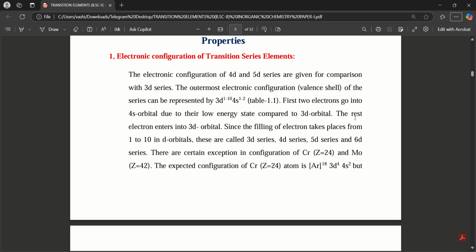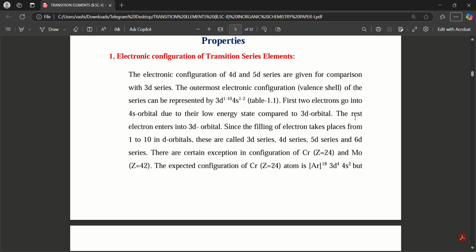Properties: electronic configuration of transition series elements. The electronic configurations of the 4d and 5d series are given for comparison with the 3d series. The outermost valence shell configuration of the series can be represented by 3d 1 to 10 4s 1 to 2, table 1.1. The first two electrons go into the 4s orbital due to its low energy compared to the 3d orbital. The rest of the electrons enter the 3d orbital. Since the filling of electrons takes place from 1 to 10 in d orbitals, these are called the 3d series, 4d series, 5d series and 6d series.